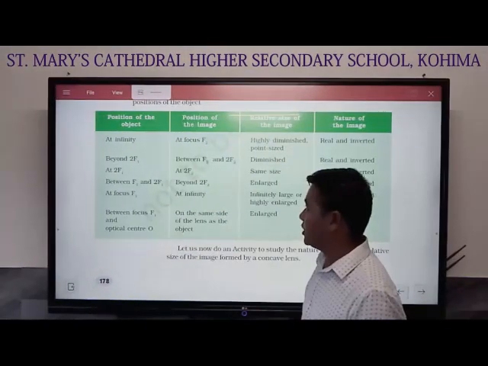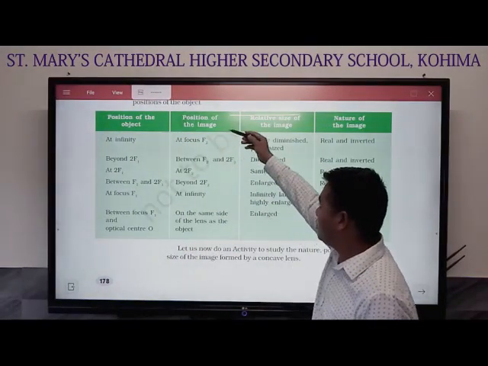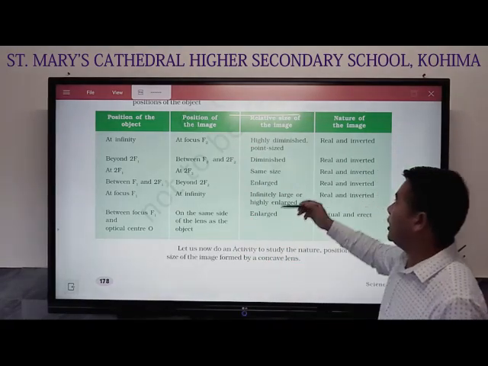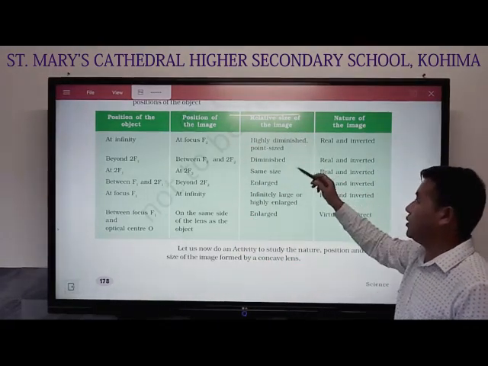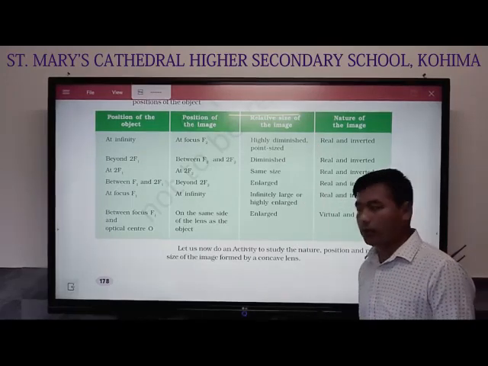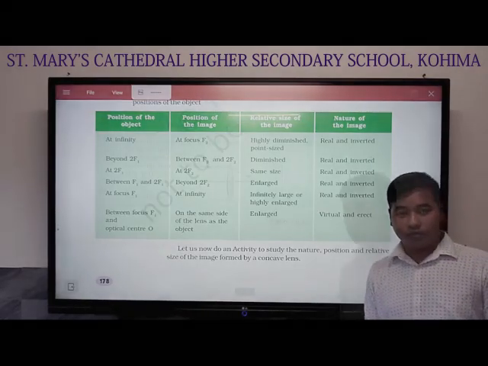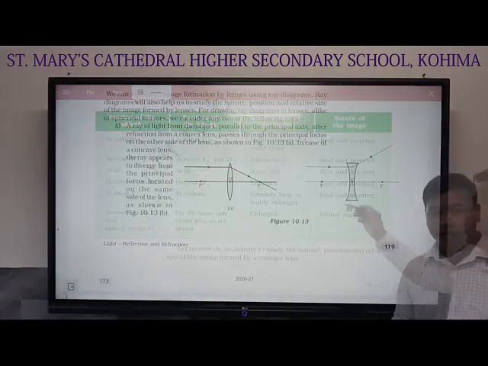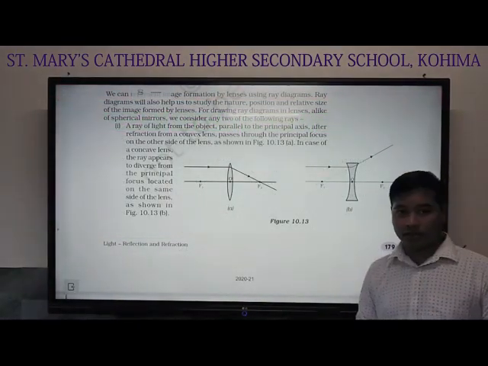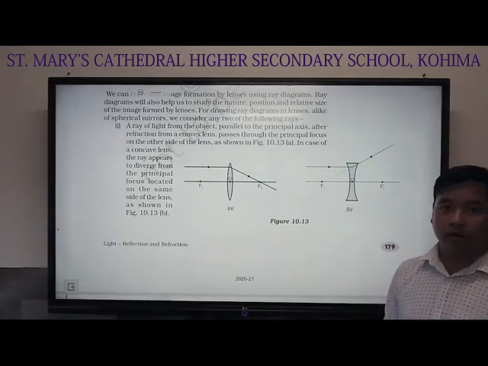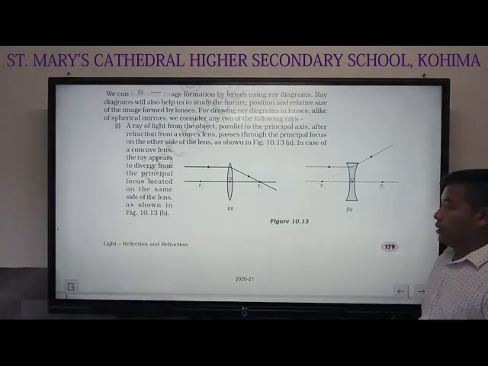For different positions of the objects, we have different positions of the image, and we have the relative size of the image as shown in the table. Then we have the nature of the image. We have discussed earlier that there are two types of images. Let us discuss some three important or special rays which will be considered in the formation of the ray diagram.